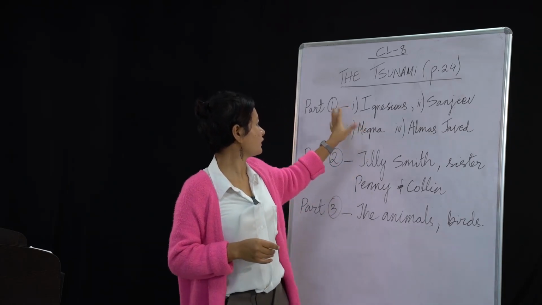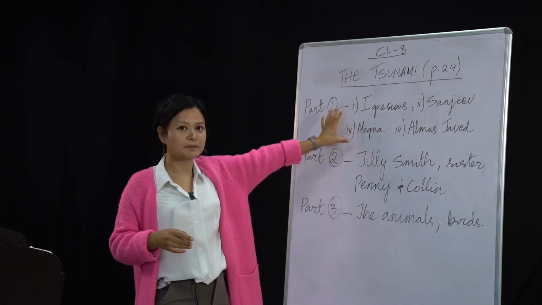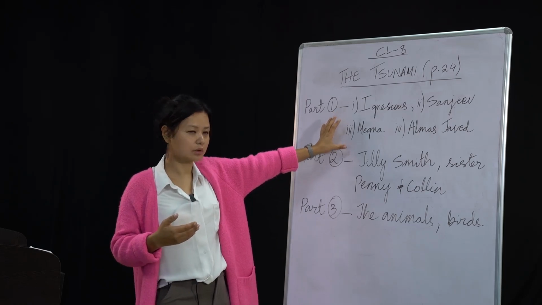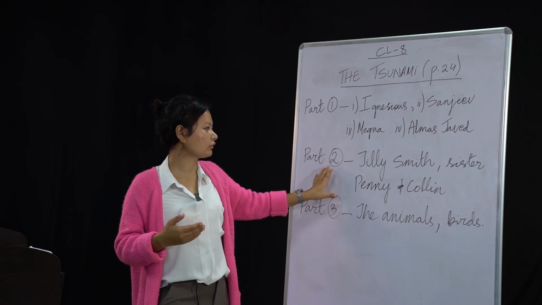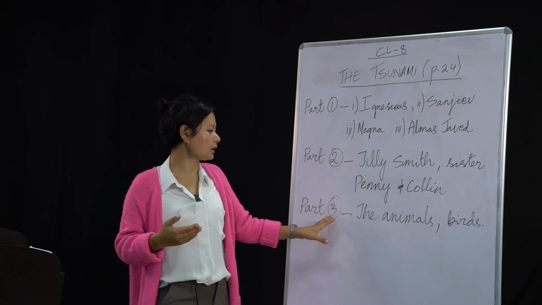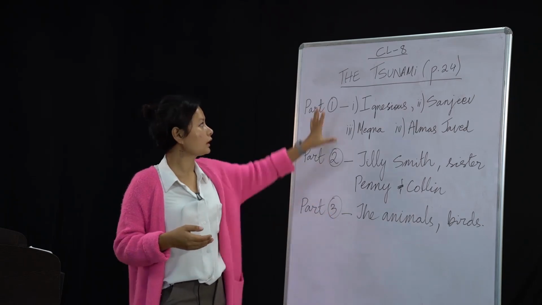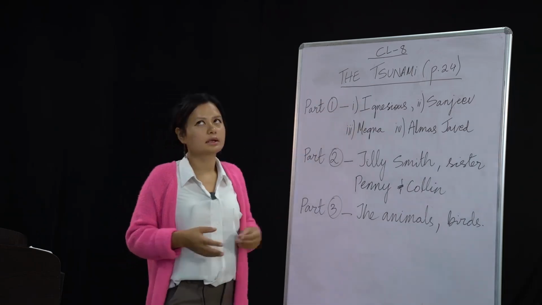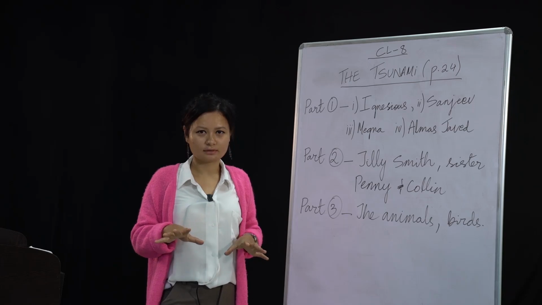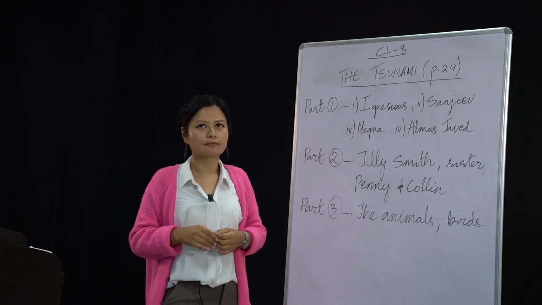This lesson is divided into 3 parts. The first part talks about some people here. As we go on with the lesson, you'll understand more. The second part talks about a girl called Tillie Smith. And the third part talks about the animals and the birds, right? So this incident, the tsunami, occurred 15 years back. Now it's the year 2020, right? So when you go back 15 years, it'll be 2004.